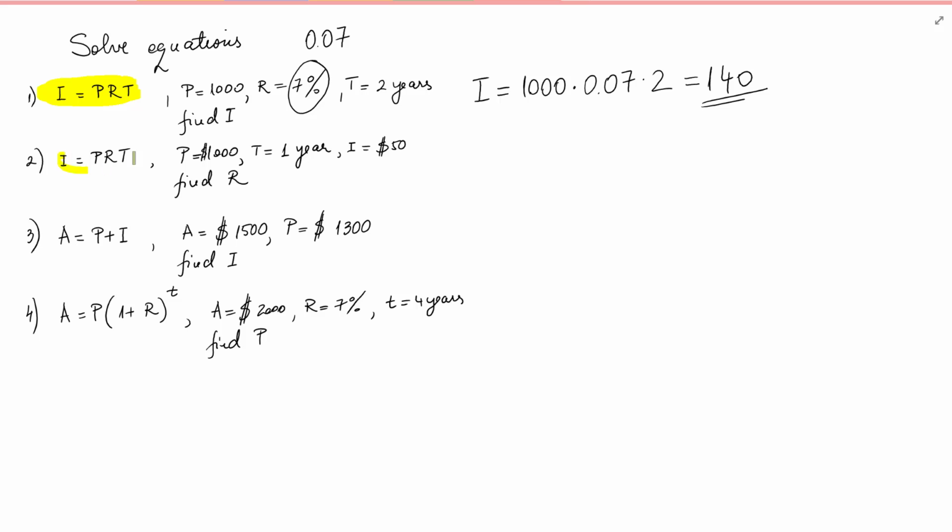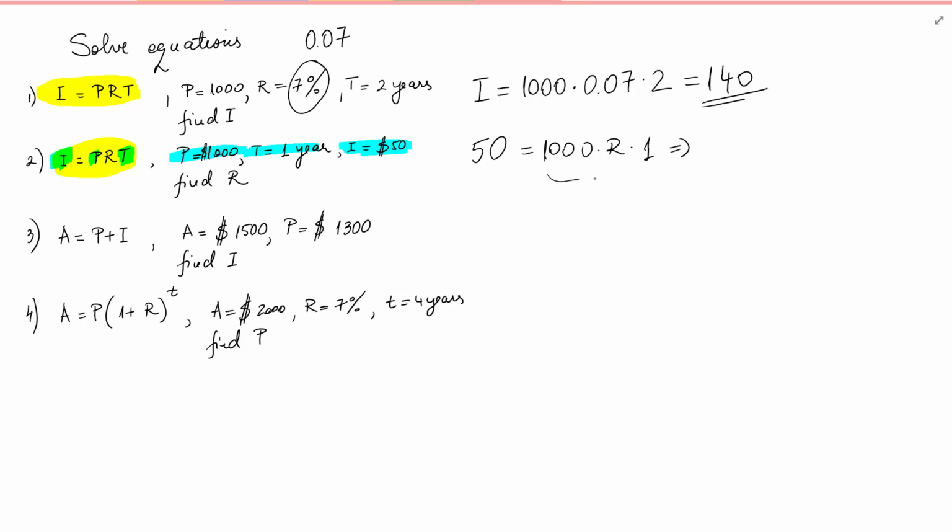The second problem, if you notice, has the same variables, but let's see what is given. This time I is given, P is given, and T is given. So we have to find R. Let's start replacing what we have. So 50 equals 1000 times R times T, which is 1. Our equation has numbers and operations and letters and an equal sign.